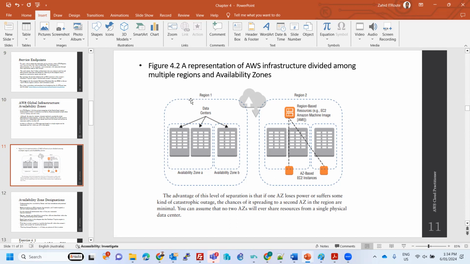Let's say this is one region. Inside that, we have two availability zones. So we have data centers, availability zone A and availability zone B. In case something happens with A, your resources will be available from B. Region 2, region-based resources, Amazon Machine Image, AMI. Let's say these are AZ-based EC2 instances. This is also like two data centers we have, but in two different regions.